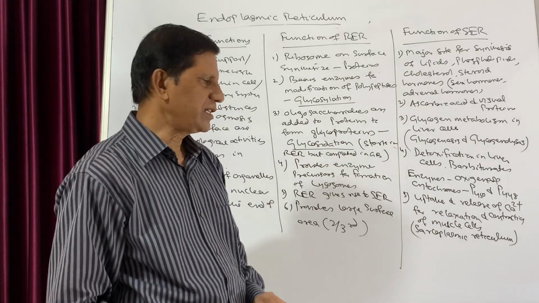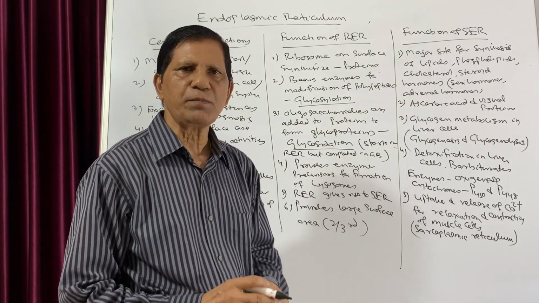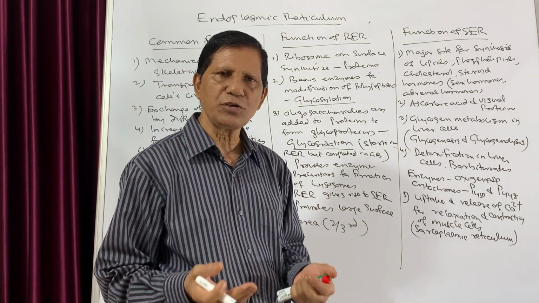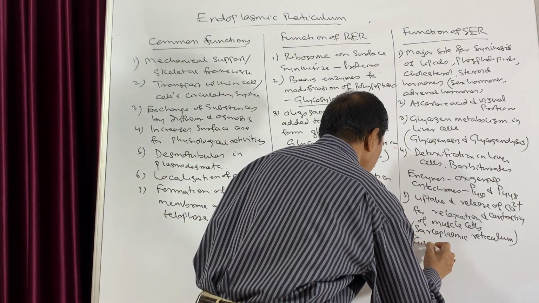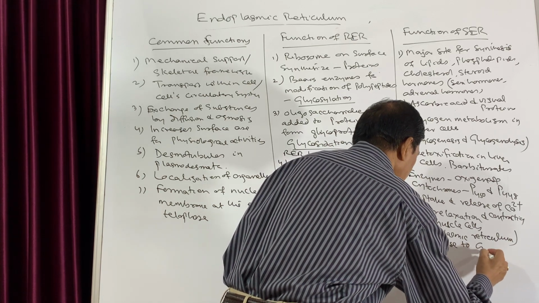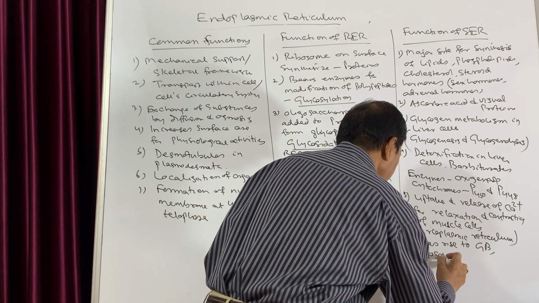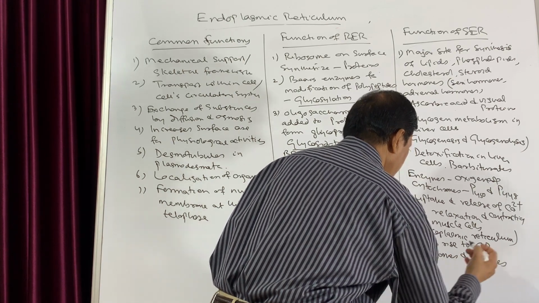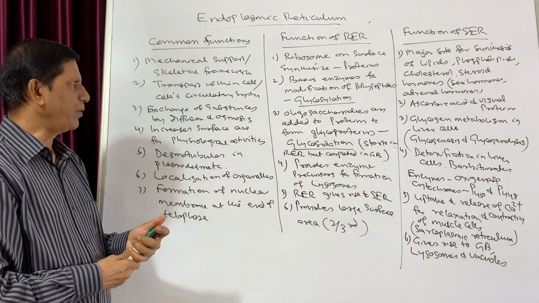Then another function is there. This smooth endoplasmic reticulum gives rise to different types of other organelles, which may be Golgi body, lysosomes, or vacuoles. So see, the functions are completely different.